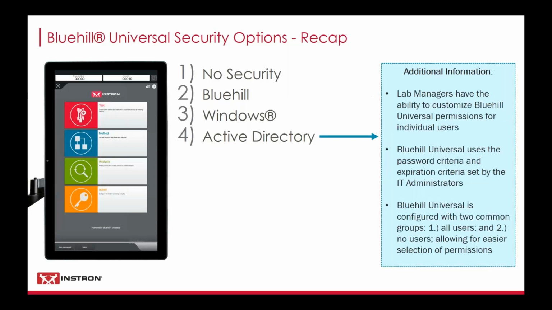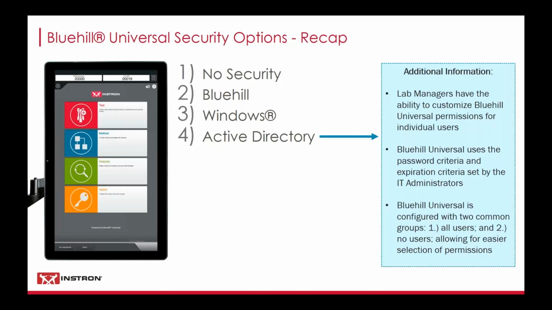Something else that I wanted to mention about Active Directory, lab managers have the ability to customize Bluehill Universal permissions for individual users, meaning that you don't just have to create 3 different types. You don't have to stick with the model of operator, manager, and admin. You can really mix and match and configure it completely how you see fit. You can have 20 groups, 30 groups, or maybe you just want 2. You want operators and super users, and that's it.